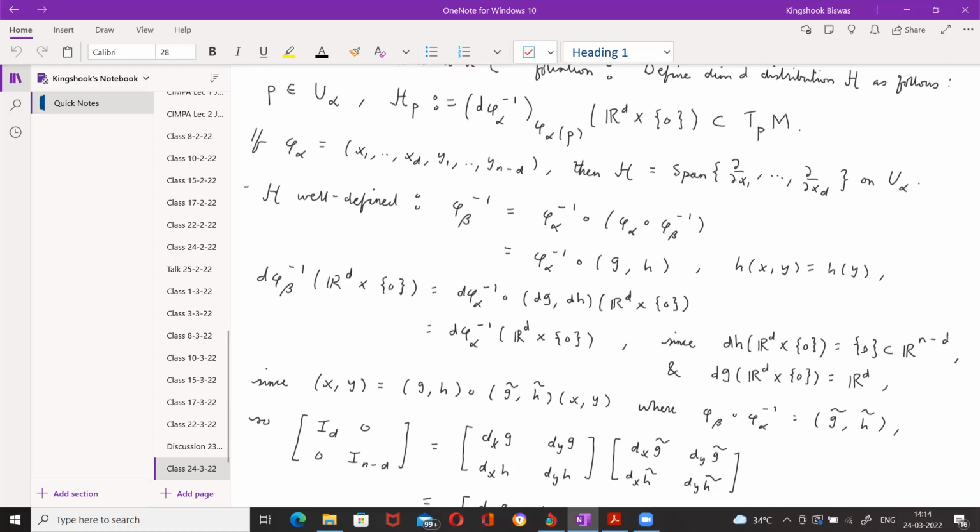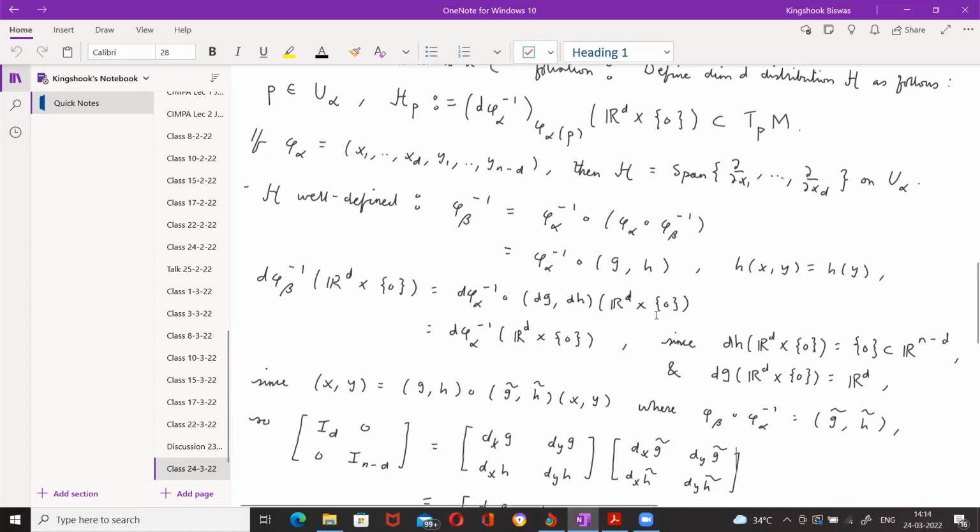Okay. And now what about dg? So we have to look at dg applied to RD cross 0. The claim is that this is just RD itself. So why is that? Well, let's look at the other change of charts, phi beta composed with phi alpha inverse.